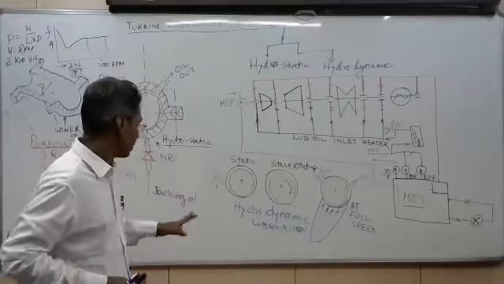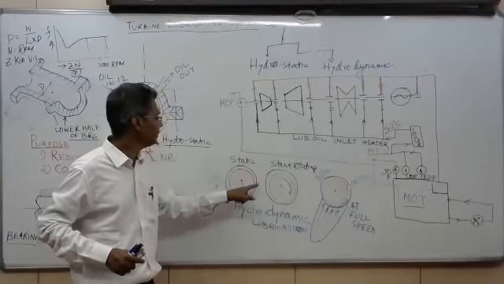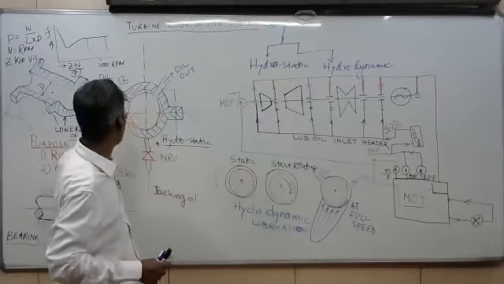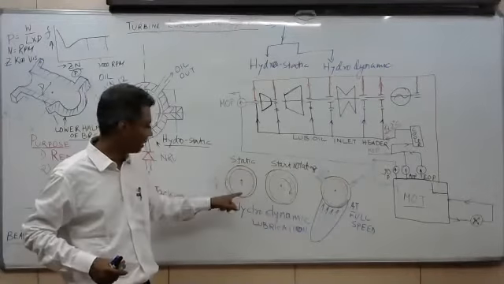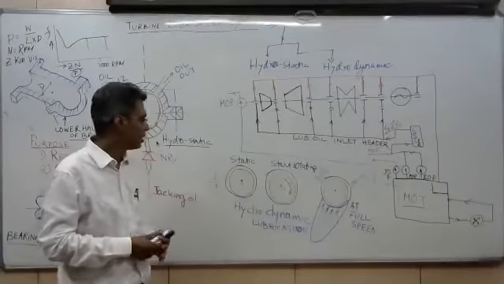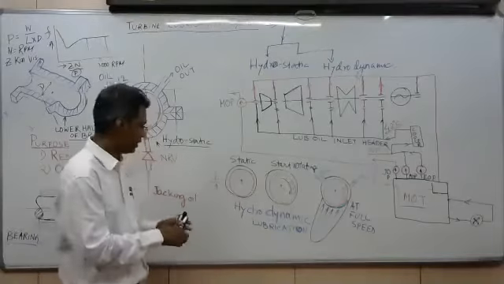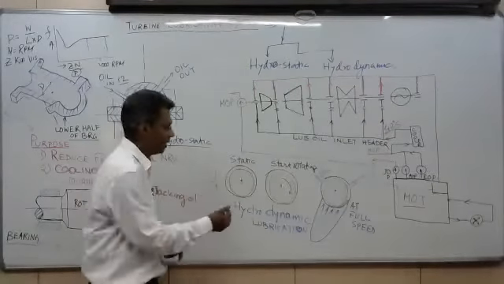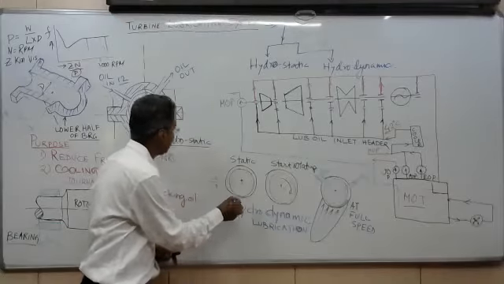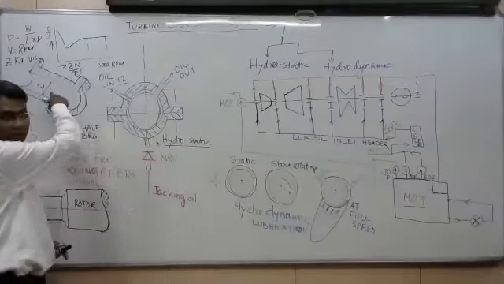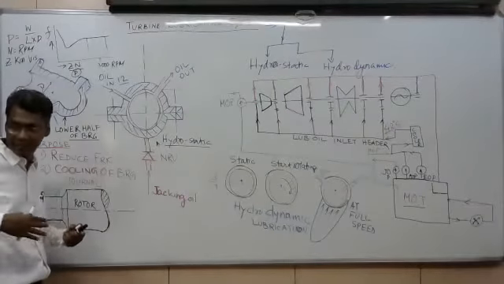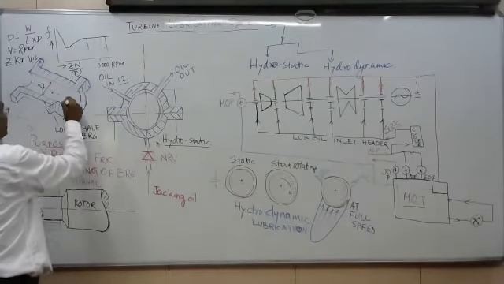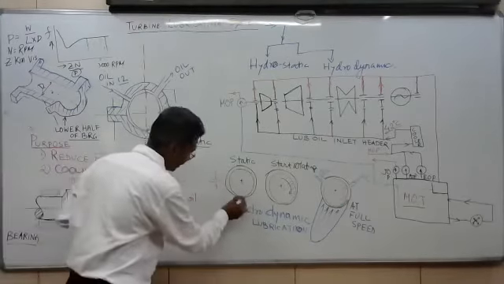How? Suppose this is the bearing, lower half, upper half, and symbolically I am drawing it. This is the bearing, just the bearing, and this is the rotor. Suppose at standstill condition, it will be touching at the bottom in a line. At this point, you are seeing a point, so it will be touching across this line. The shaft will be touching across a single line.